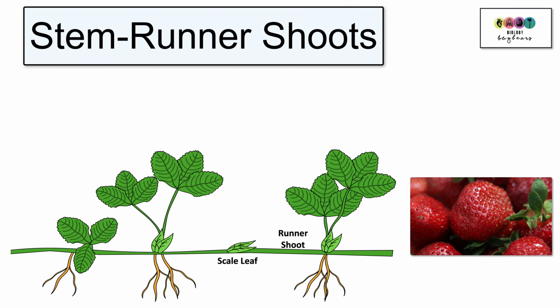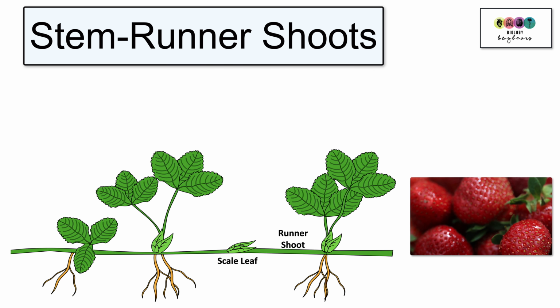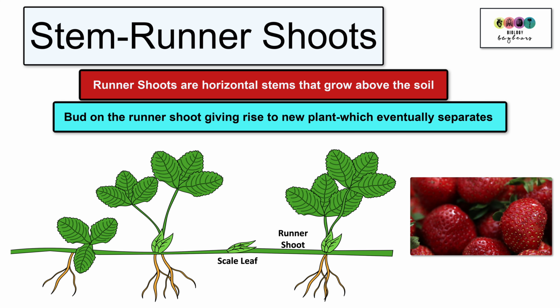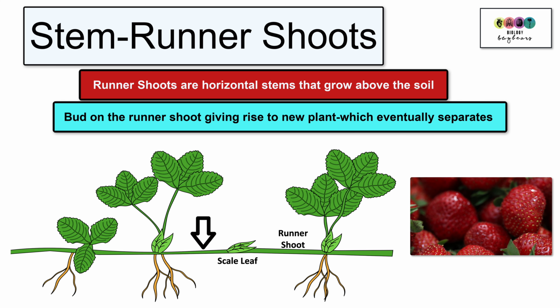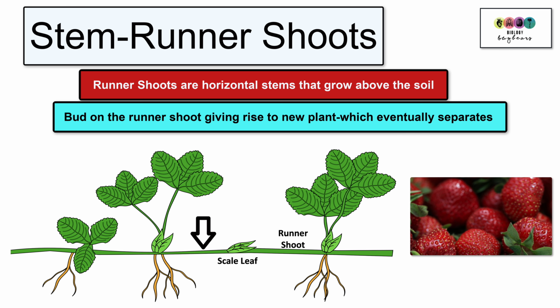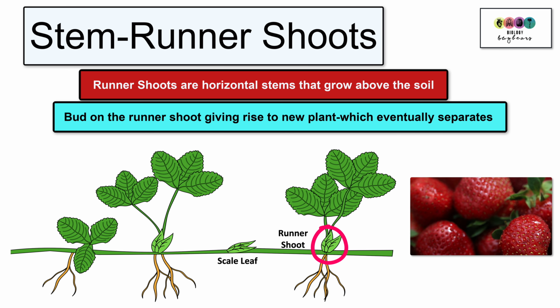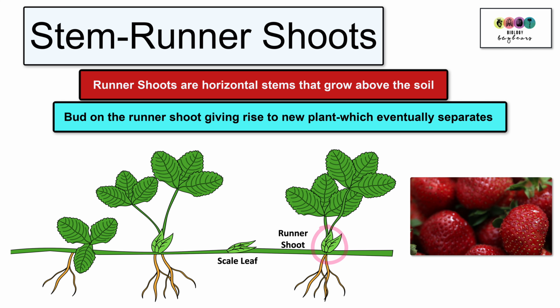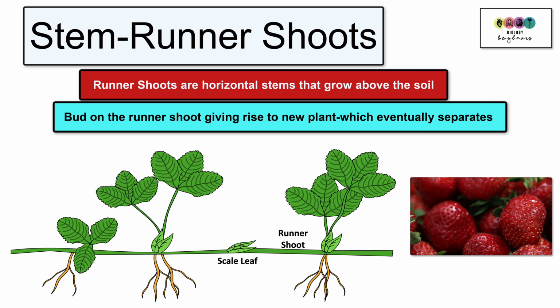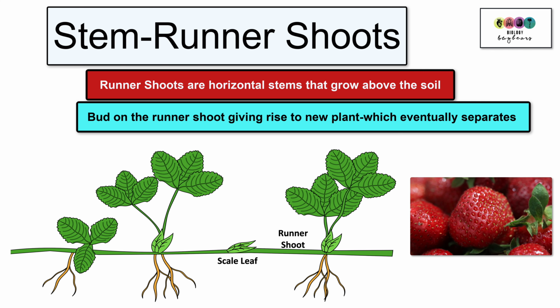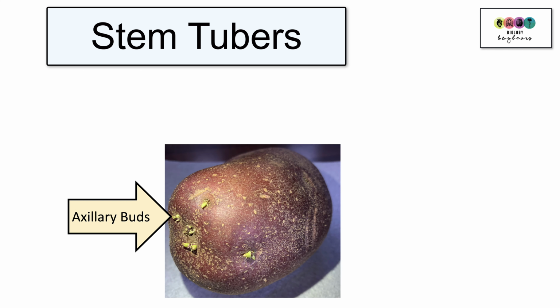So let's start with the stem and runner shoots, typically associated with the strawberry plant. The strawberry plant develops these runner shoots, horizontal stems that grow above the soil but run along the ground. A bud on the runner shoot will eventually give rise to a new plant by forming roots and shoots. This new plant can then separate from the parent plant, but it too will eventually develop runner shoots, giving rise to more plants.